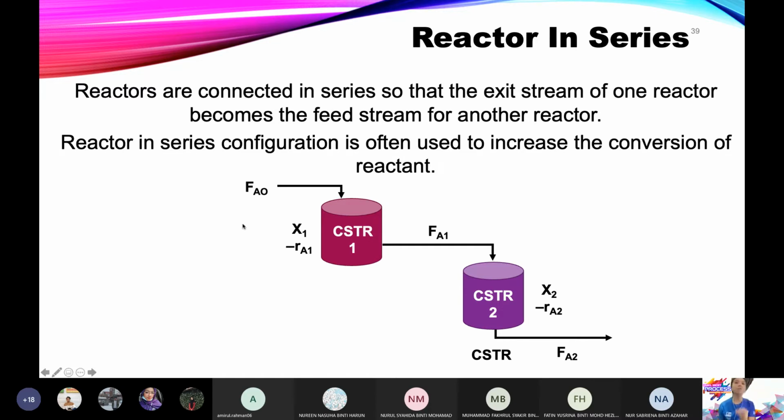FA1 will definitely be smaller than FA0. Why? Because FA0 is the molar flow rate of A. In the first reactor it will definitely be consumed, right? It will be converted. So FA1 is smaller than FA0.